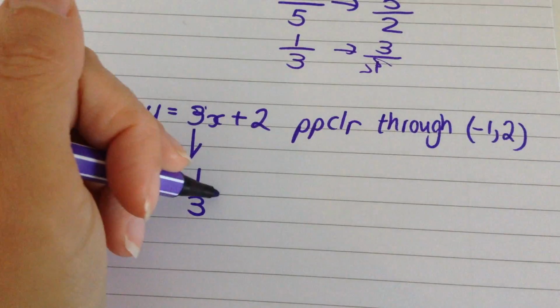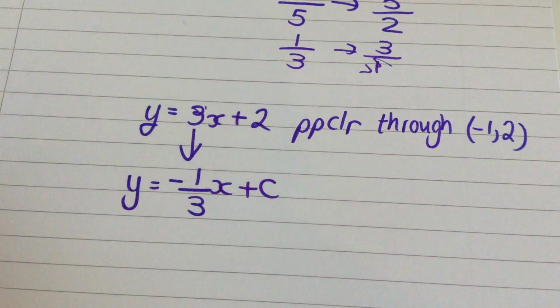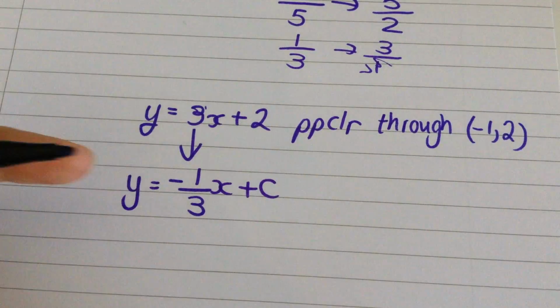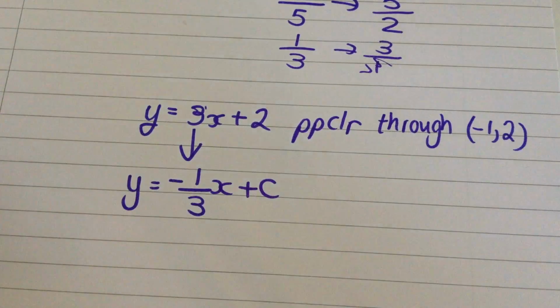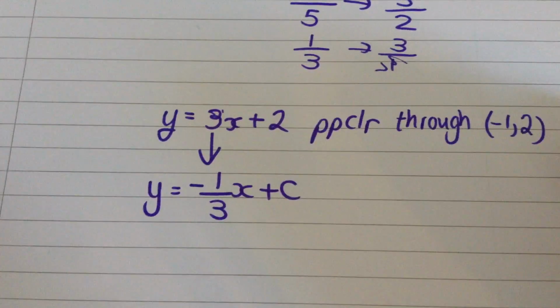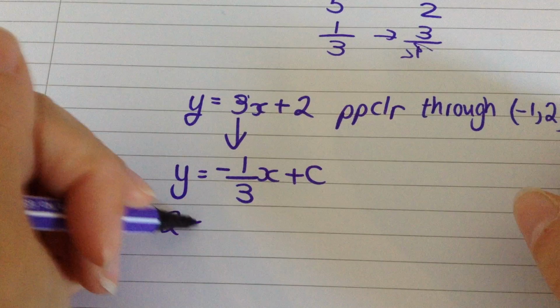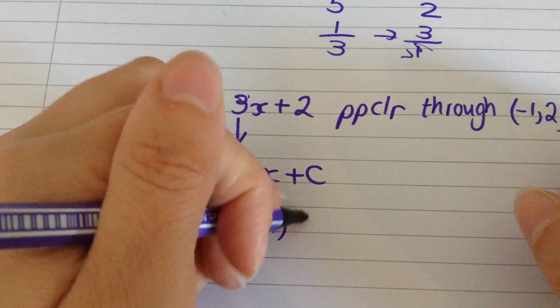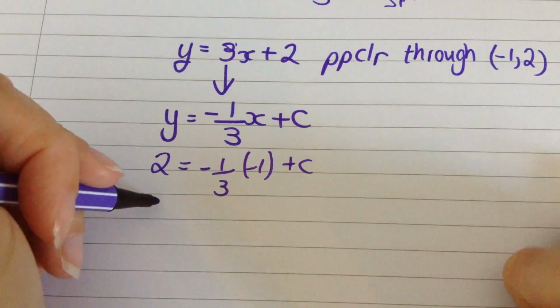So y equals -1/3 x plus c. We want to know what the plus c is. To do that, we need to substitute in any point that lies on this line. And we're given -1, 2, so we're going to substitute that in. And then we're just going to find out what the c is.